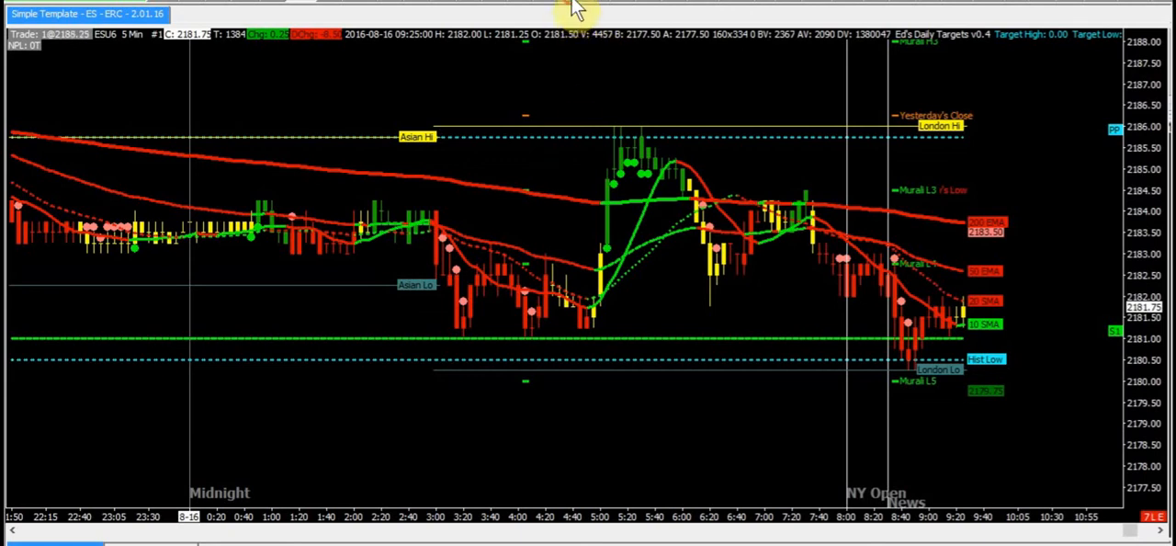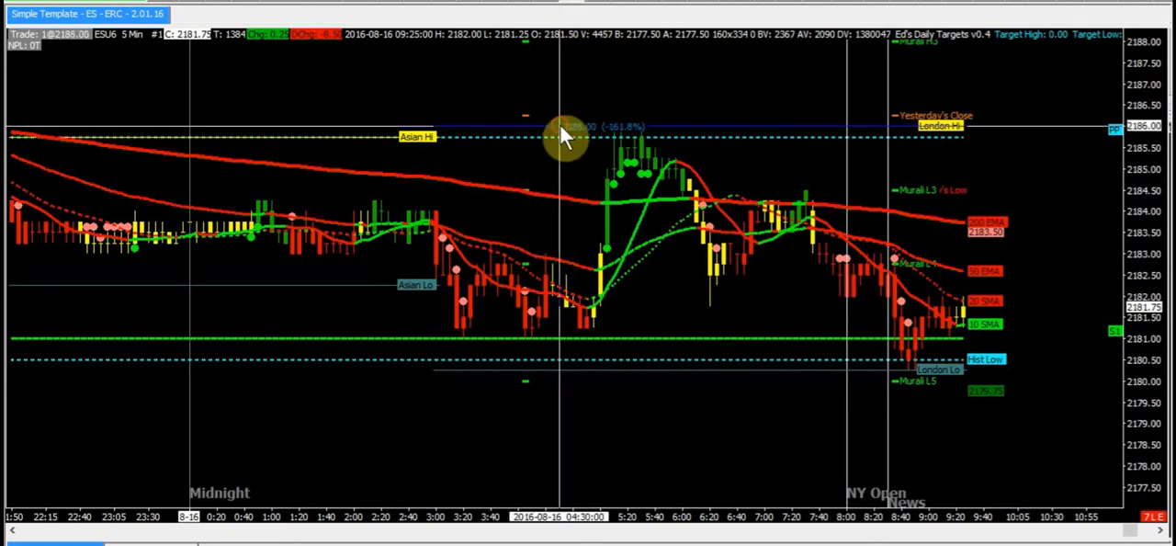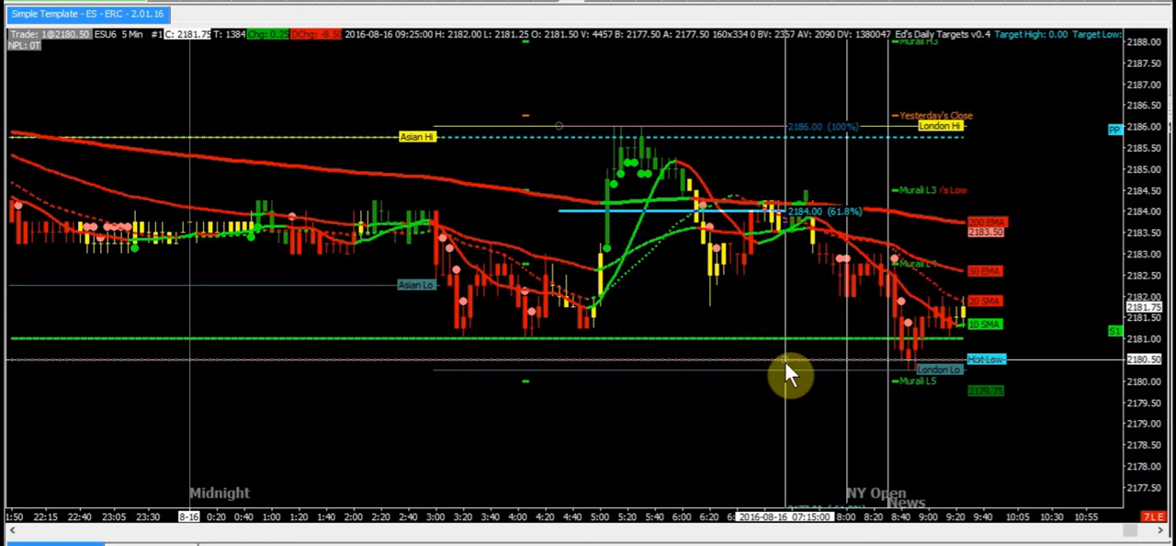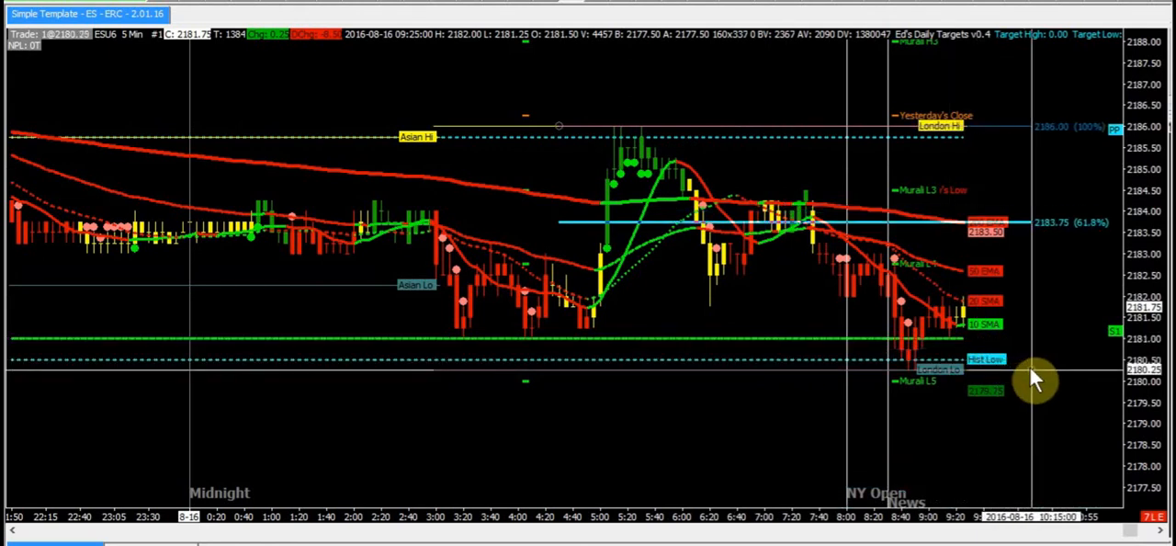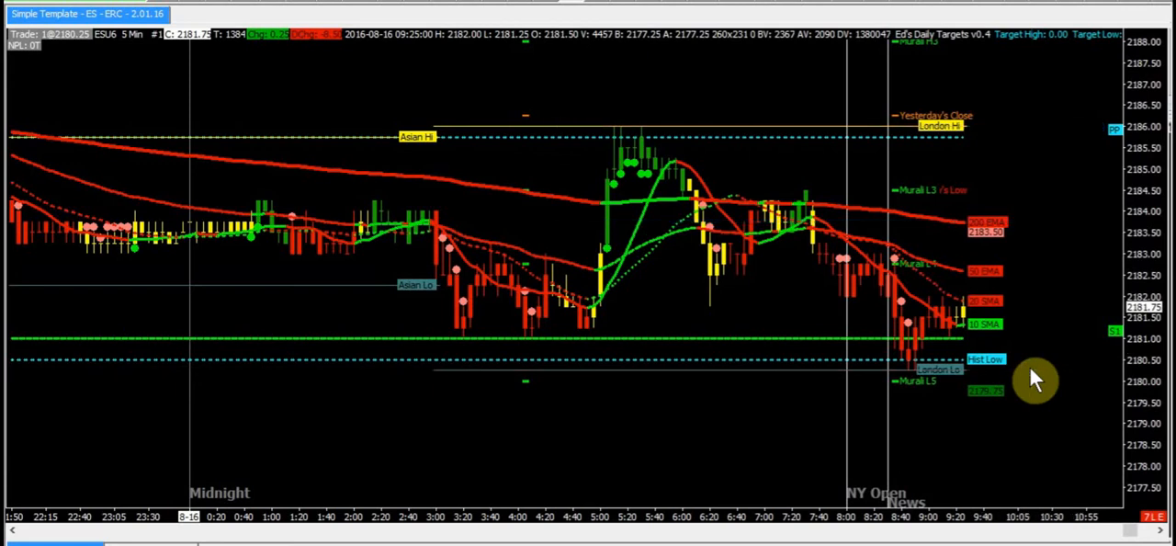So what I did is I drew a fib line from the London high to the London low and looked at my 61.8% line. There's my London high, London low. The pullback was 2183.75. I thought that looked a little bit high, so sometimes what I'll do is draw it from the London low to the London high, and it gives me a pullback of 2182.50.